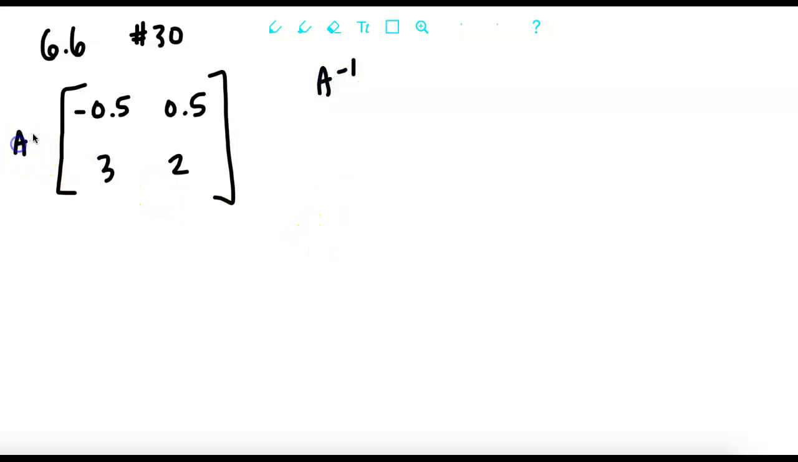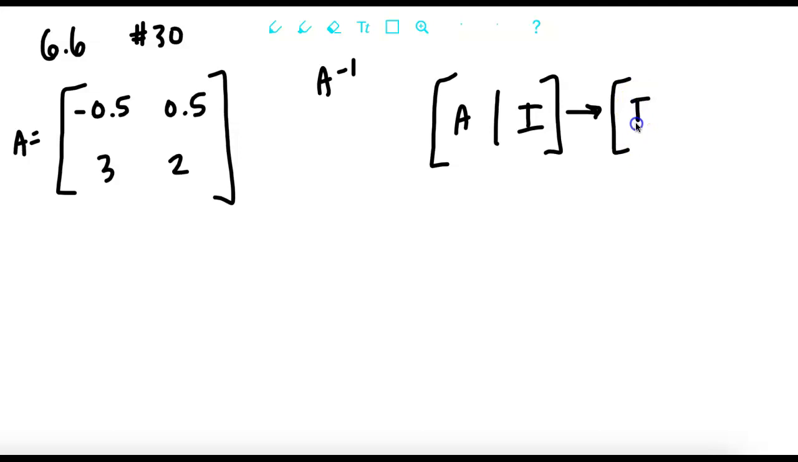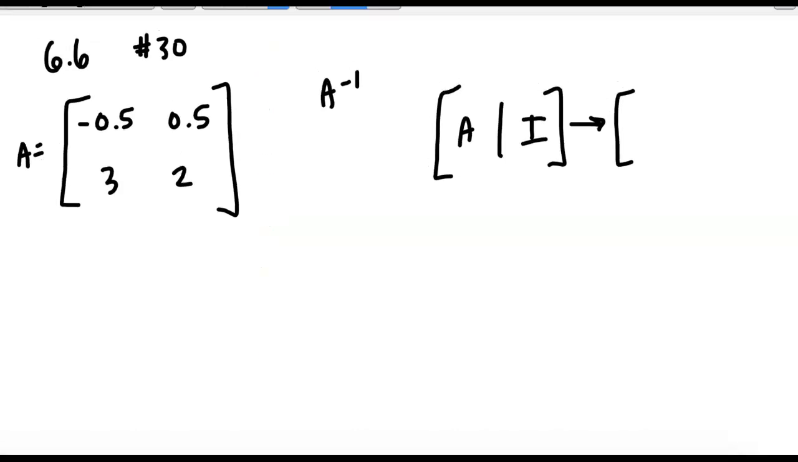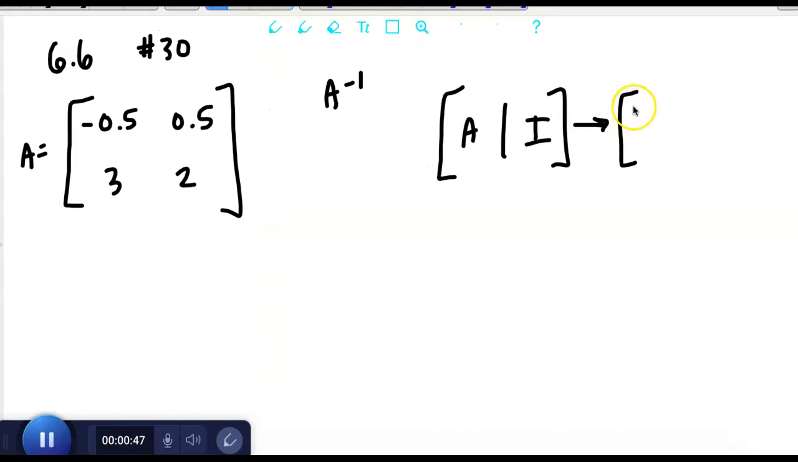So this is matrix A. In order to find the inverse matrix, we take A and we add the identity. And after row operations, we want the identity on the left. So for this particular one, I'm going to write the identity, which is 1, 0, 0, 1. And then over here, we're going to have our inverse, and this will be our answer.